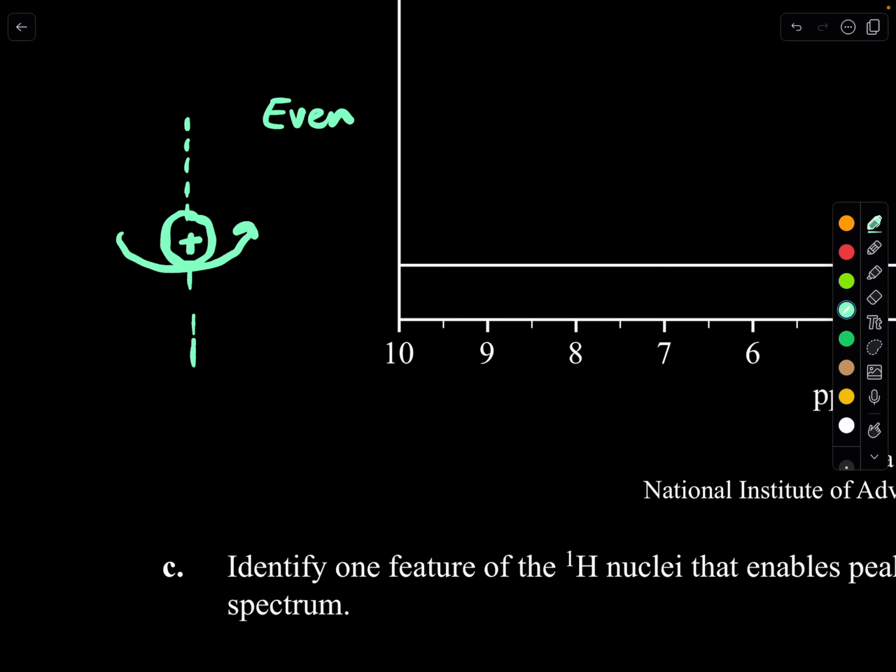So for our conditions to be met, the mass must be odd, and that's why you have H-1 NMR. The number 1 is your mass number, and it's odd. And also carbon-13, that's also odd.